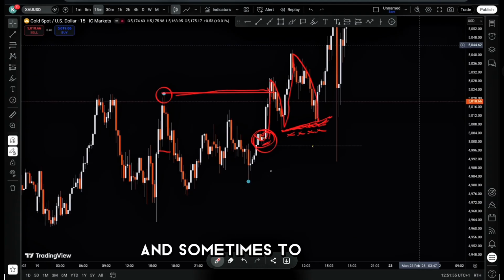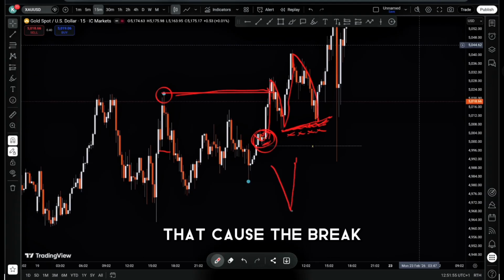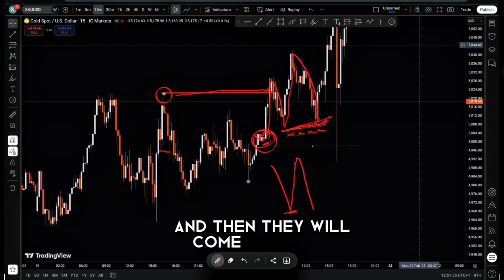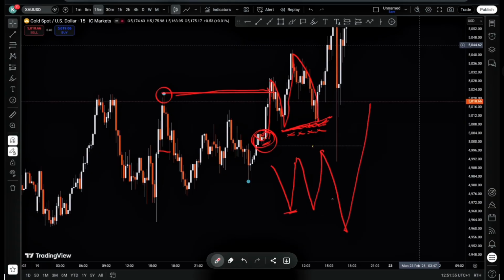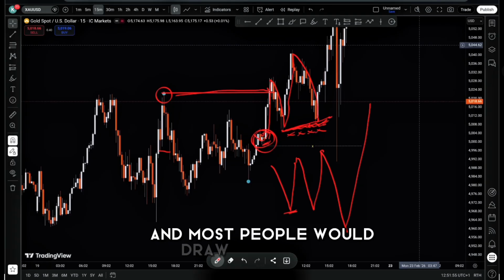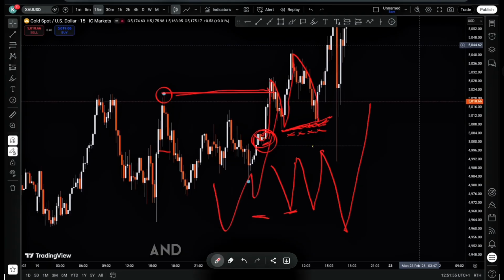And sometimes too, the low that caused the break can be like this low, and then they will come and drop the same low to it before they come to sweep it. And most people will draw some things like this, and you think that okay, it comes, you see it in the price action, you try to use patterns to understand it, but it will not work.